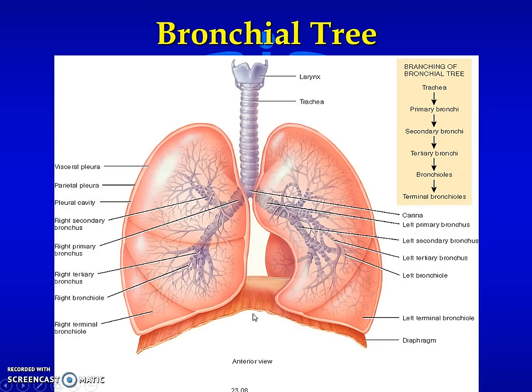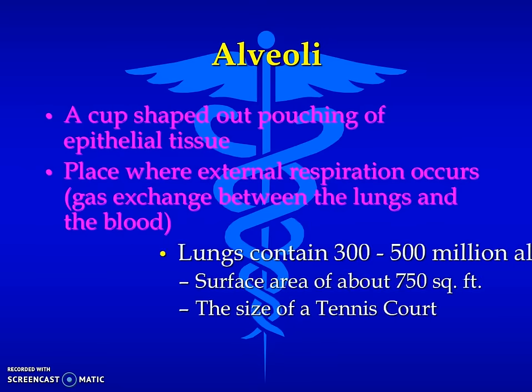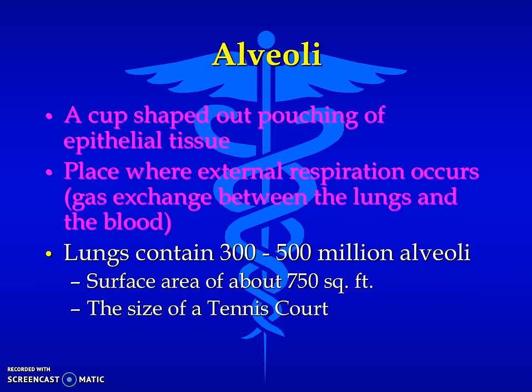So then we have the alveoli. So this is the cup-shaped outpouching of the epithelial tissue. This is a place where the external respiration occurs, so the gas exchange between the lungs and the blood. This is the smallest form that gets down to very, very small. It's 1 cell thick. So the lung contains 300 to 500 million alveoli. The surface area is about 750 square feet, or about the size of a tennis court. So if you were to take all these little alveoli and spread them out, that's how much surface area would be in our lungs. There are a ton of them.